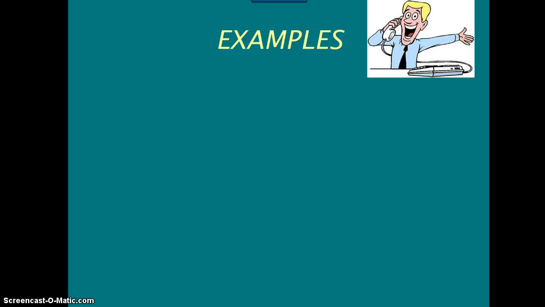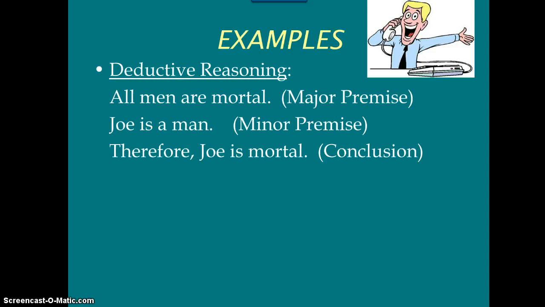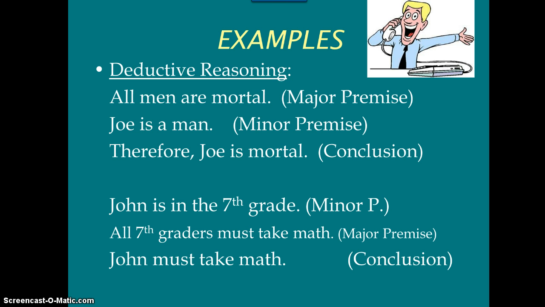Let's look at a couple examples. So all men are mortal. There's your major premise. Notice it's general. Joe is a man. Minor premise, very specific. Therefore, Joe is mortal. You see how you're moving from a general statement to a more specific one. Again, Joe is in the 7th grade. Minor premise. All 7th graders must take math. Major premise. Joe must take math. It doesn't really matter what order it's in. What you see here, though, is that you're moving from a very general statement to reach a specific conclusion.